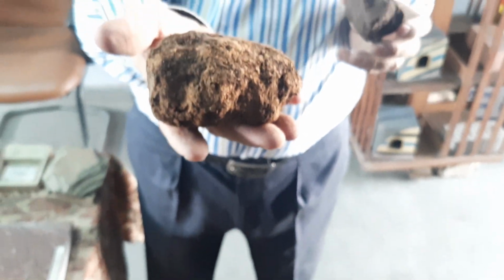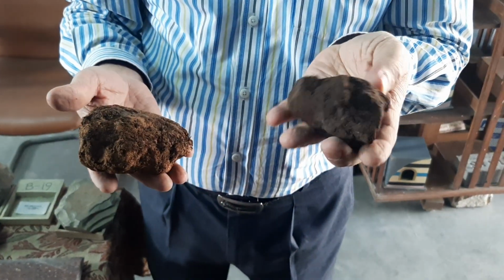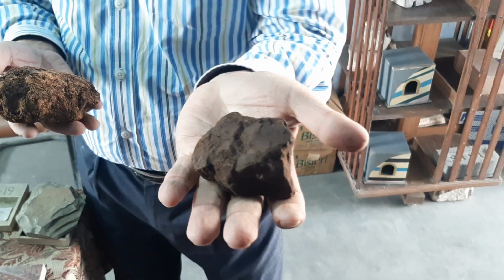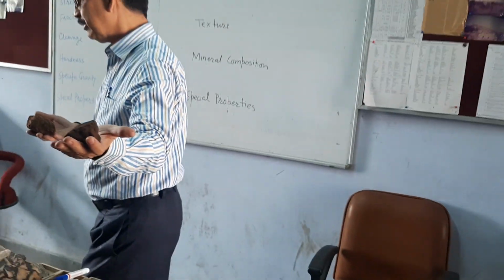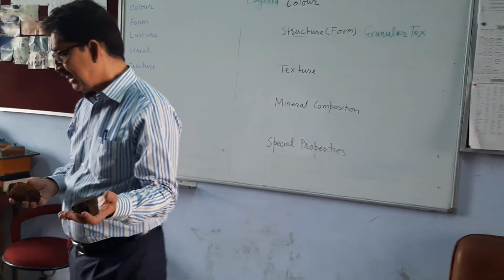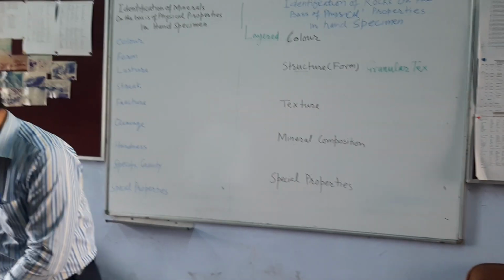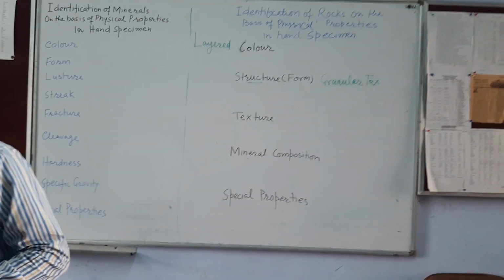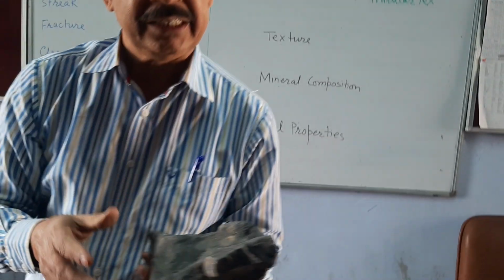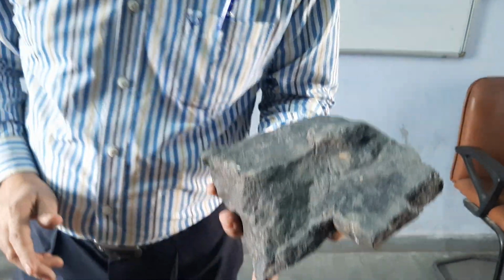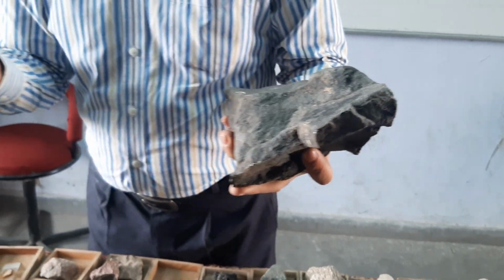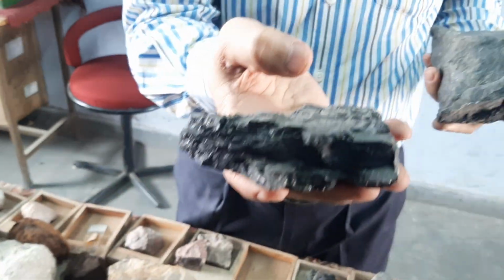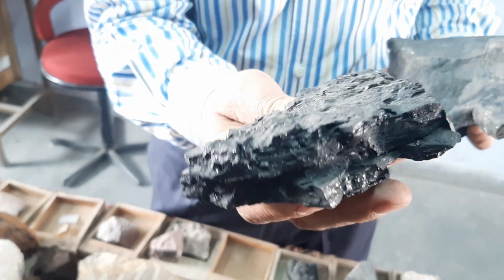And this peat is converted to what is called boghead coal. This is boghead coal. And then it is converted to lignite in the next stage. I don't have a sample of lignite with me. After that, it is converted to bituminous coal. This is bituminous coal. It has a lot of ash content. And then the best variety of coal is anthracite coal, which you can see here.